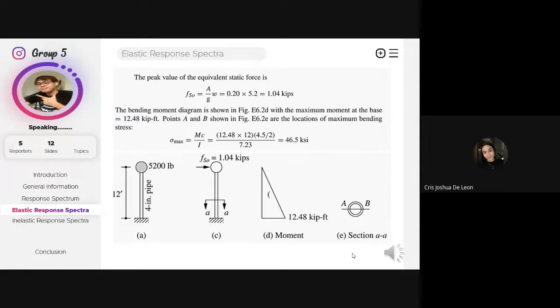Tapos, by substituting ng bending stress formula, which is MC over I, makuha mo na yung bending stress. 12.48 times 12, naka-times sa 12 para maging inches, tapos 4.5 over 2, nakuha naman yan gawa nung diameter ng pipe. Dinivide lang siya sa 2 para makuha yung extreme fiber niya. Tapos divide I 7.23, makuha mo yung 46.5 KSI. Ayan, ganyan lang siya kadali, parang i-convert lang yung dynamic forces into static forces para may apply dun sa mga NSCP book na pinag-aaralan natin.